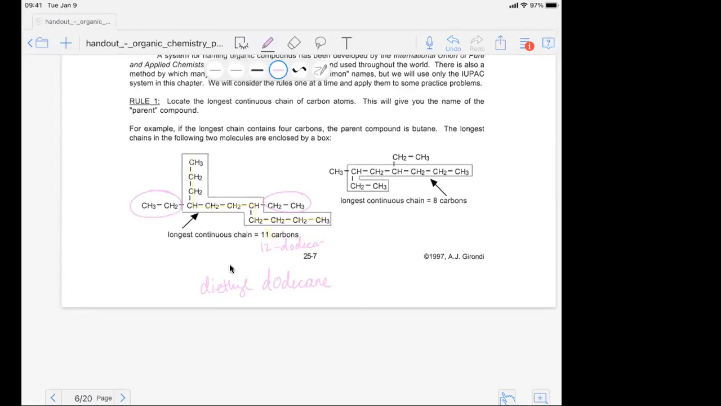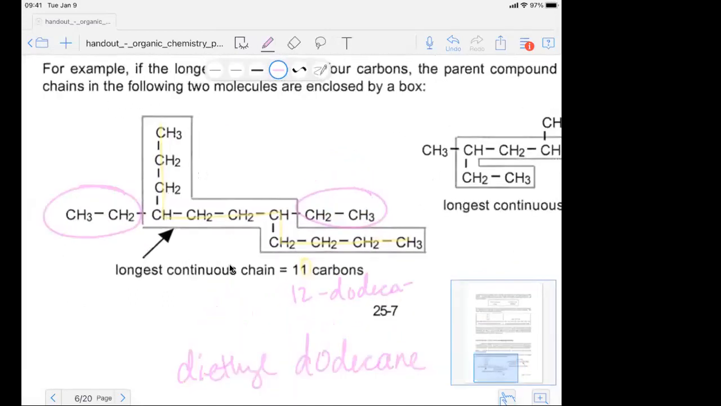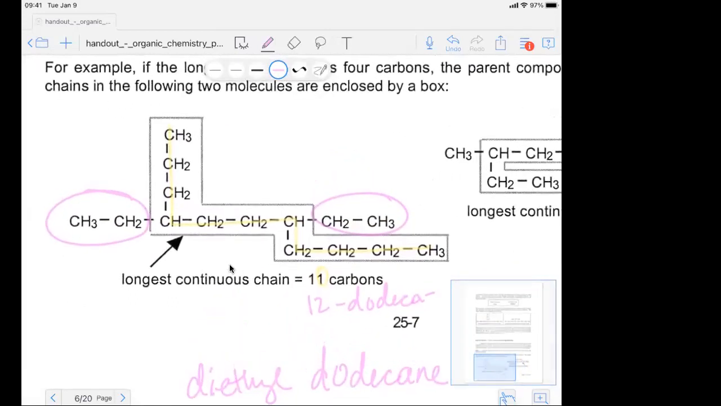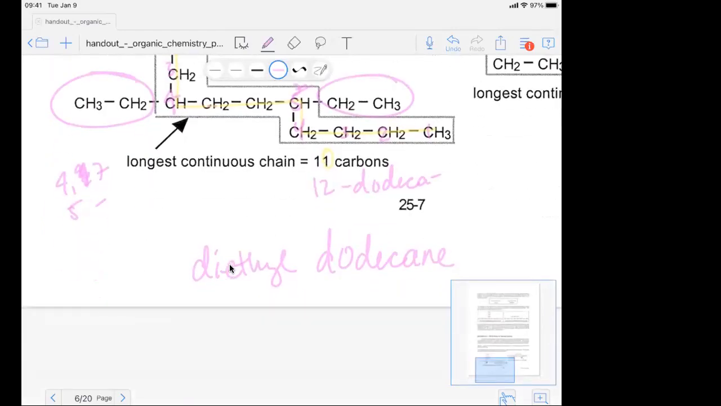The last thing I need to do is assign position numbers. So here's where it might get tricky. I'm just going to start from the top and see which two numbers we end up with. So I've got 1, 2, 3, 4, 5, 6, 7. So I've got 4, 7. But if I go from the other way, it's 1, 2, 3, 4, 5. That already tells me that the other number is going to be bigger. So I go with 4, 7.